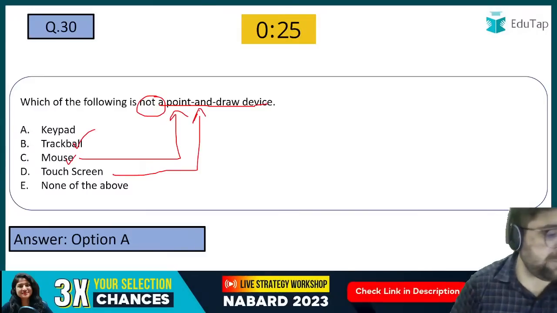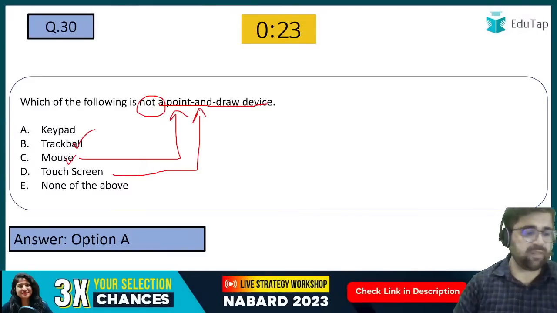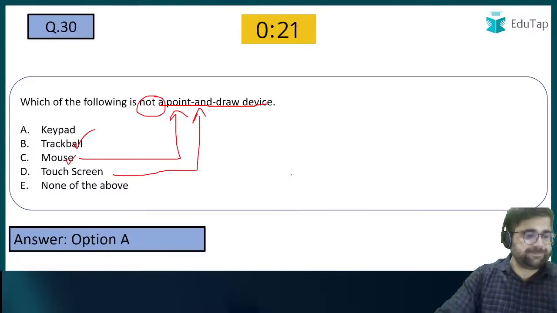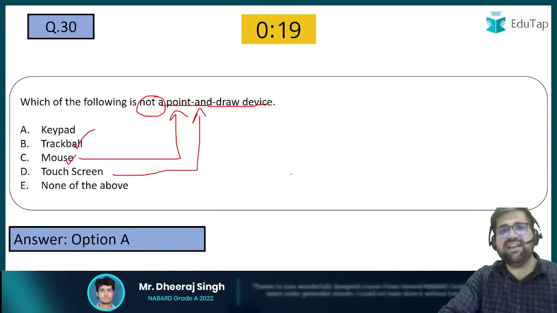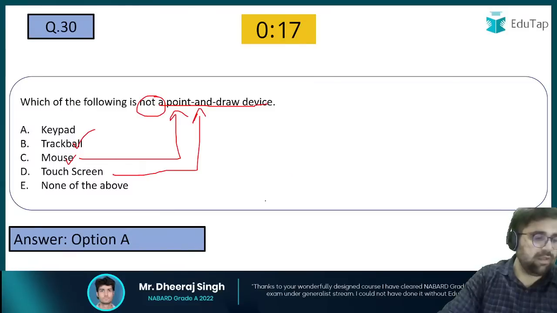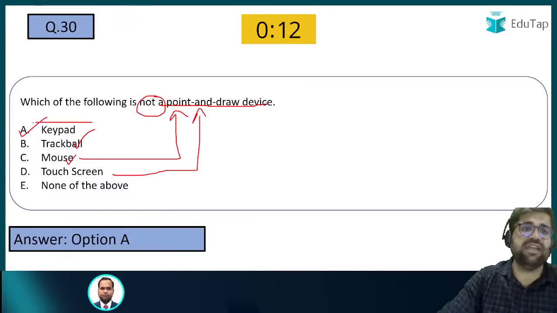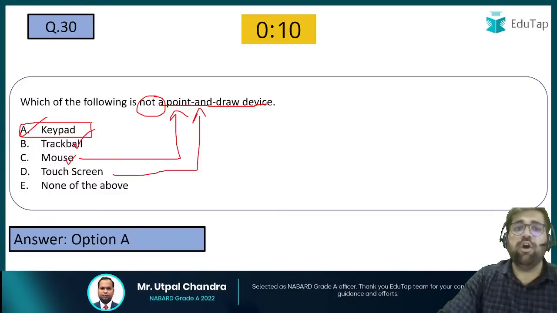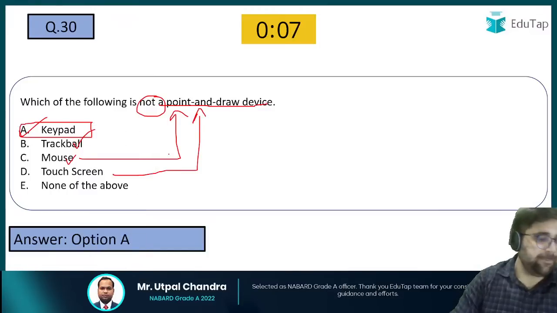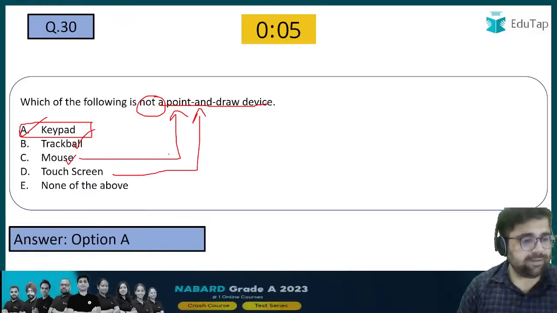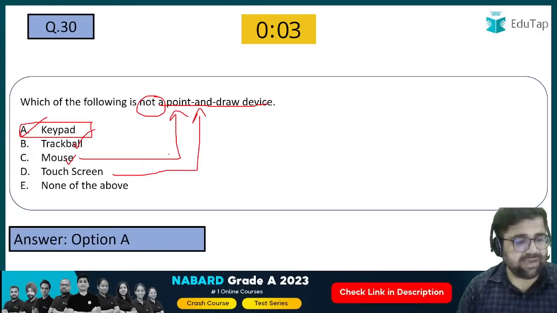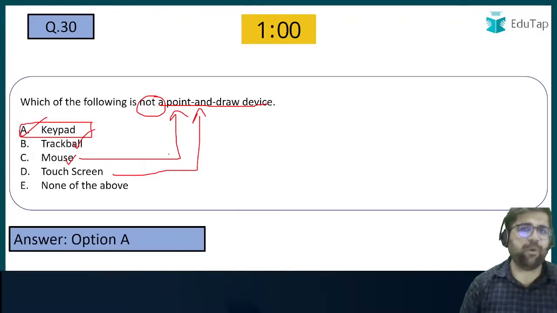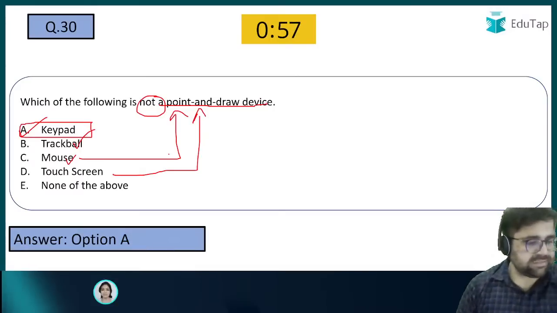Is this thing very much clear to all those who are seriously attending this class? Do you agree with me that the answer should be keypad only, because under keypad we cannot do any touch, or we cannot do any point and draw? Okay, everything okay? If you need explanation... yes, joystick can be a pointing device. Good, very good. Yes, chalo.